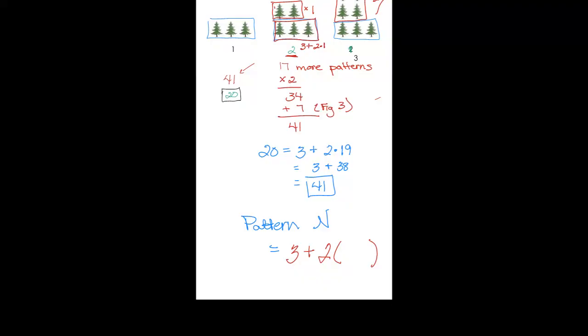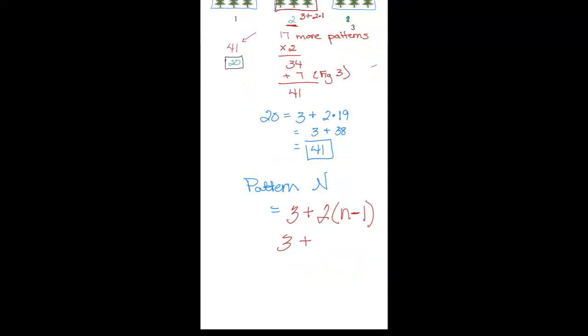What's 1 more than N? Louder, please. 1 more than N. Oh, you were saying it. I'm sorry. Says the mom. 1 more than N would be N plus 1. So 1 less than N would be N minus 1. Yes. Okay. So if I put this all together and distribute this, I get 2N minus 2. So the final answer would be 2N plus 1 if I was looking at pattern N.